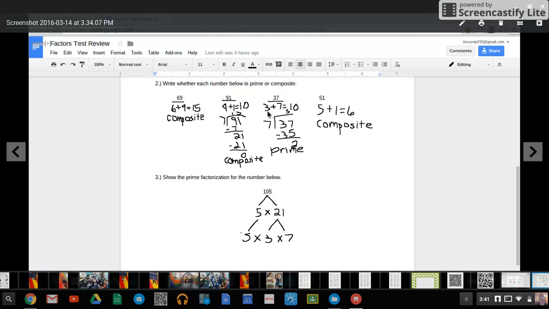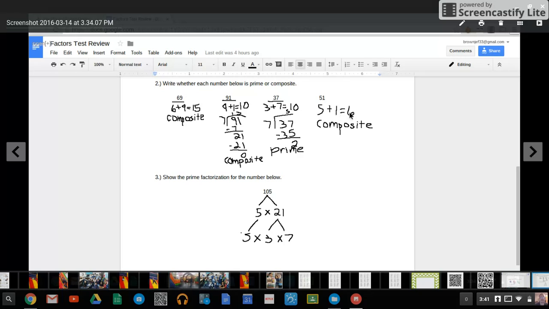37, again, I checked for 2. That didn't work. I checked for 3. Well, I added my digits. That didn't work. I checked for 5. It ends in a 7 in the ones place, so that didn't work. And then I checked 7. That didn't work either. So if none of those work, 2, 3, 5, or 7, it is a prime number. So 37 is prime. We can safely say that.